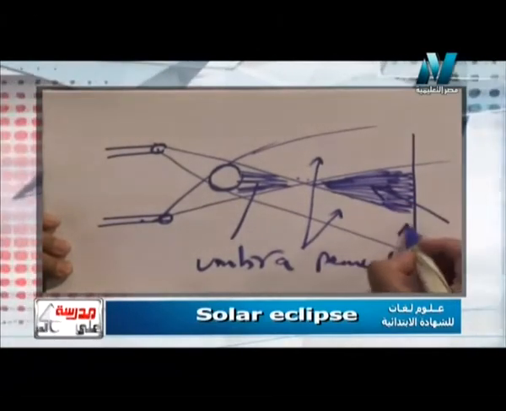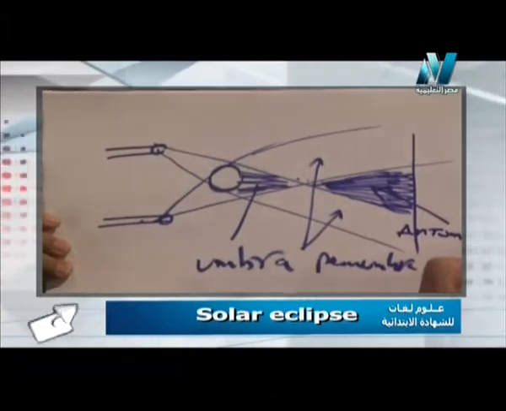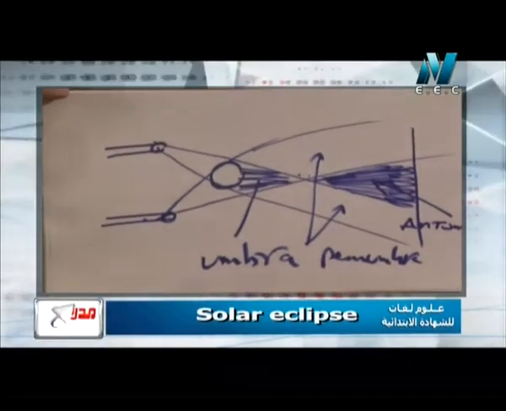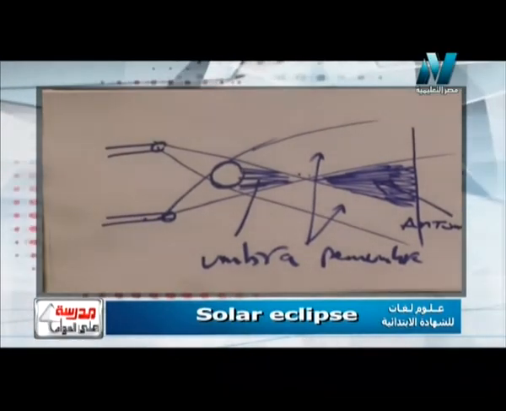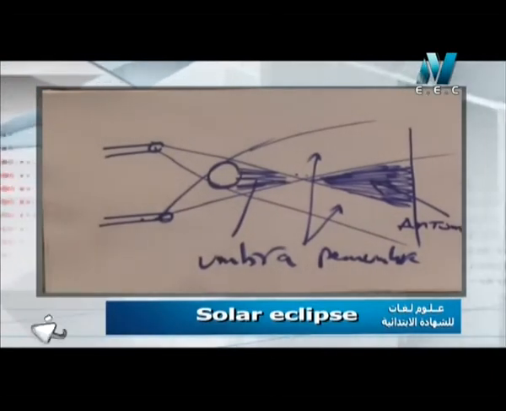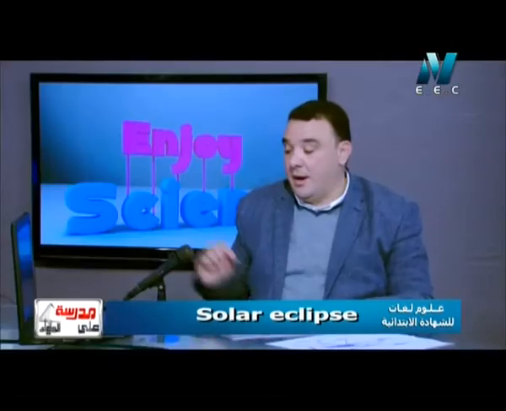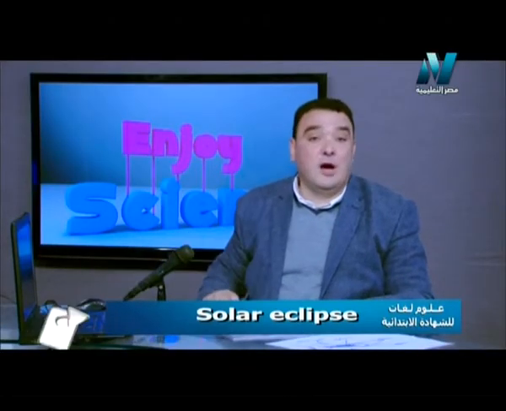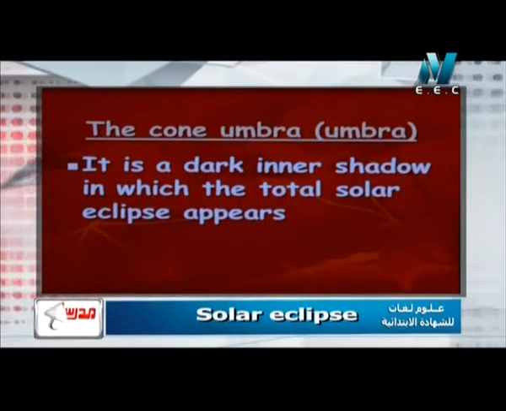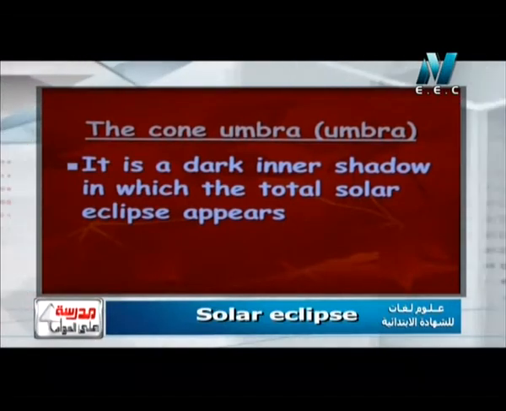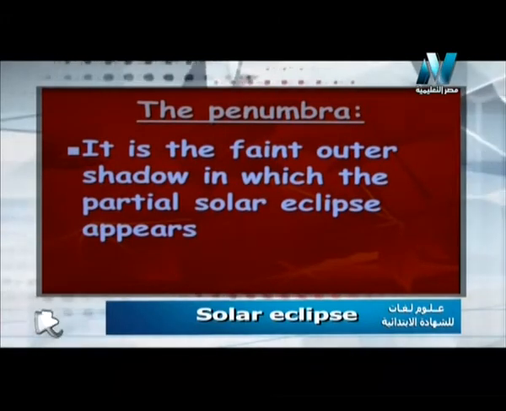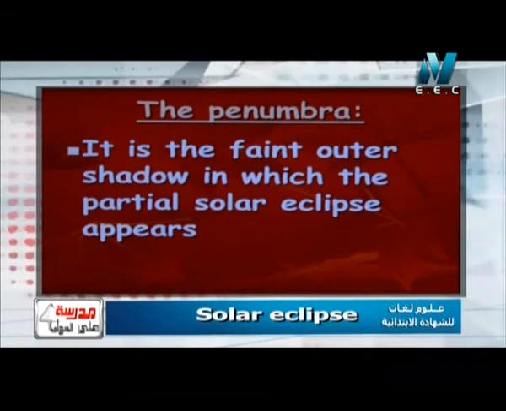المنطقة دي هنسميها unumbra يعني امتداد مخروط الظل او امتداد الظل او الظل السلبي، ساعات كمان بيسموها negative shadow. So I have 4 areas here, umbra and penumbra with 2 faces or with 2 types and at last unumbra. So what's meant by umbra? As I said, umbra is a dark inner shadow area in which the total solar eclipse appears. And what's meant by penumbra? Penumbra is a dark faint outer shadow in which the partial solar eclipse appears.